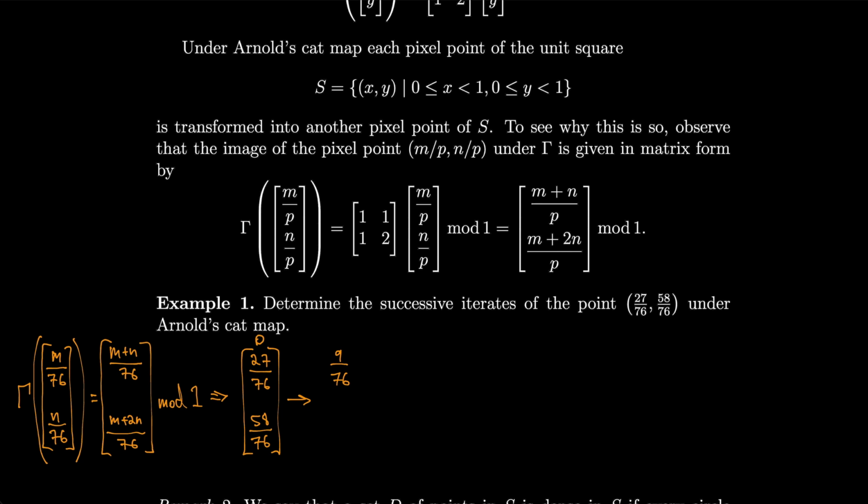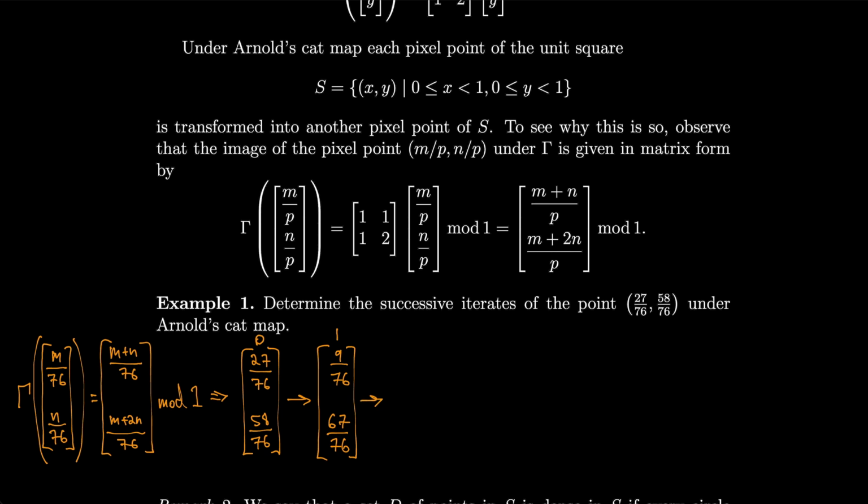We do something similar for the second part of our point. Instead of doing m plus n, though, we have to take 27 plus 2 times 58, and then see what the remainder is out of 76. So it'll be 67 over 76. And that's what you could think of as your first iterate, so I'll call it 1. And then we'll do it again.